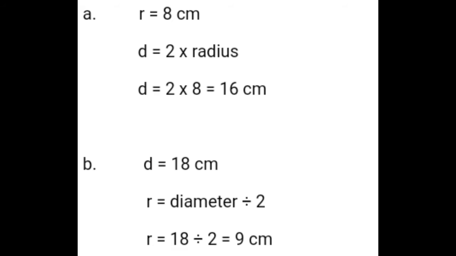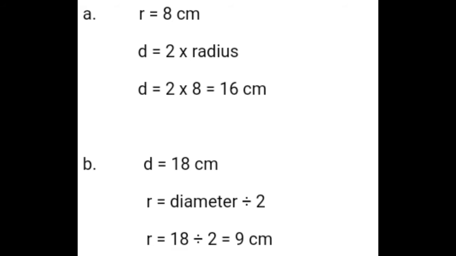In the questions where radius is given and we have to find the diameter, what will we do? We will multiply the radius with 2. Here radius is given 8 cm and to find the diameter we will multiply 8 with 2. We got the answer 16 cm.